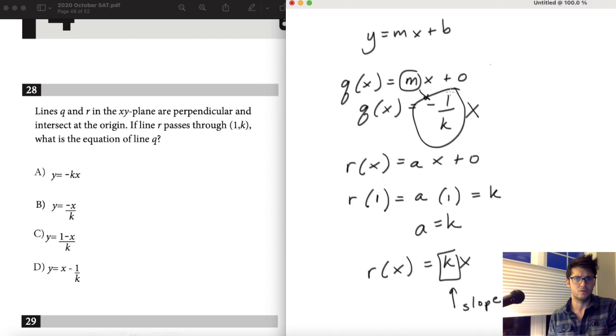It looks a little bit goofy. Negative x over k. Yeah, it's B. That looks a little bit different, but if you multiply negative 1 over k times x, you get negative x over k. All right, if that felt really confusing to you, stick with me. I'm going to give you another version of this.